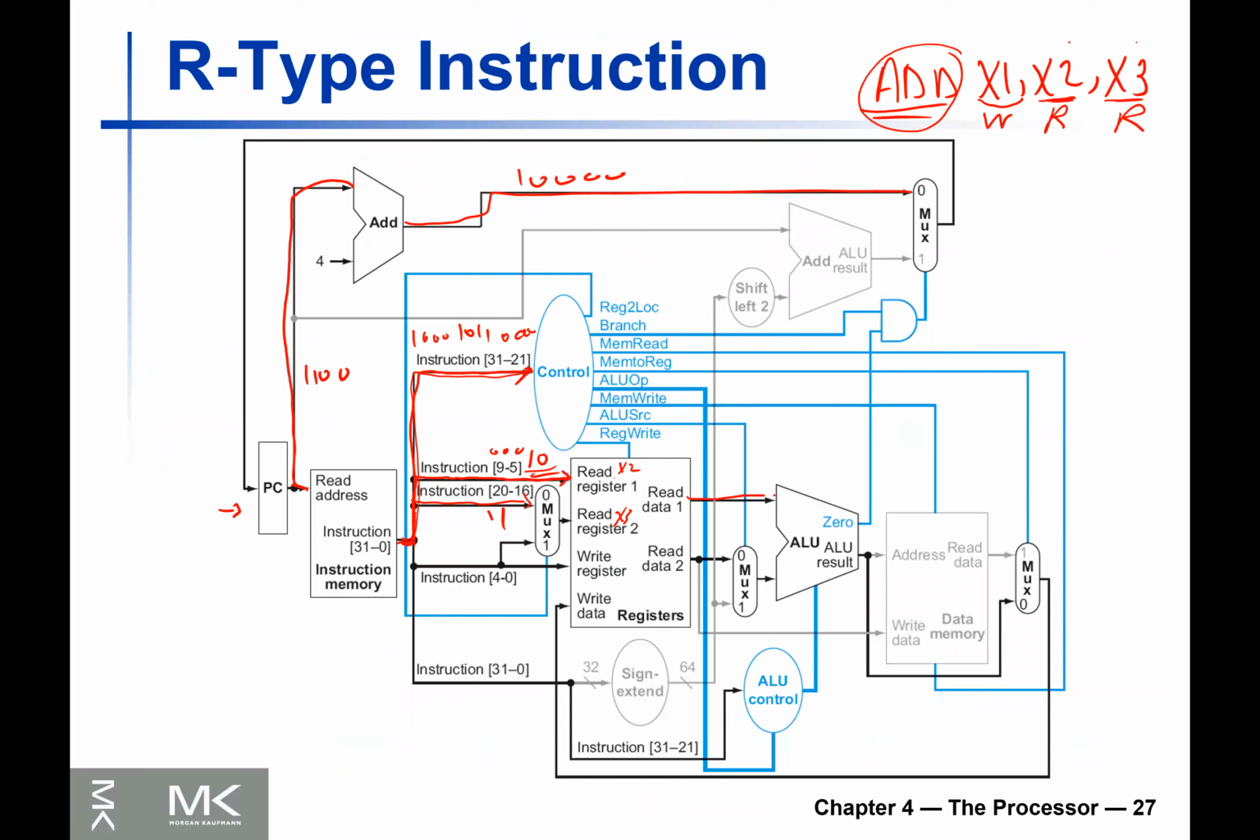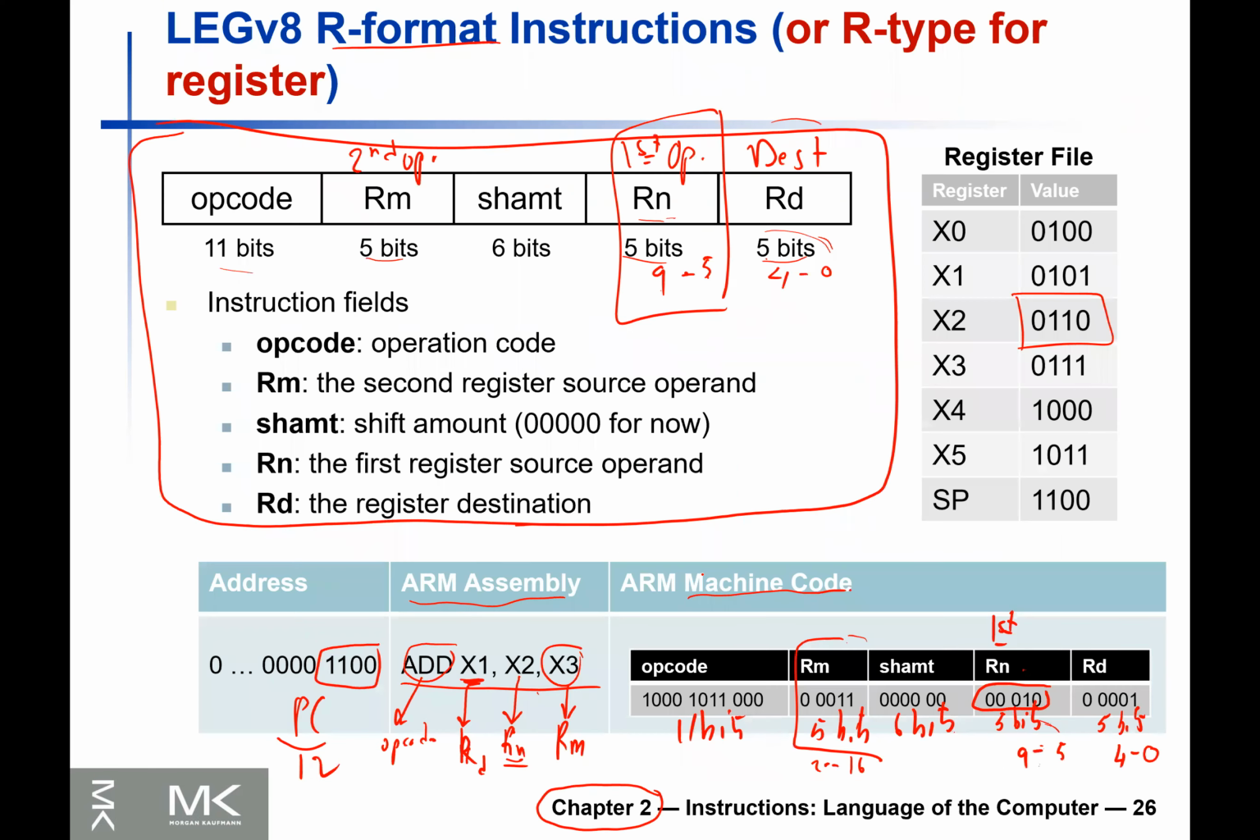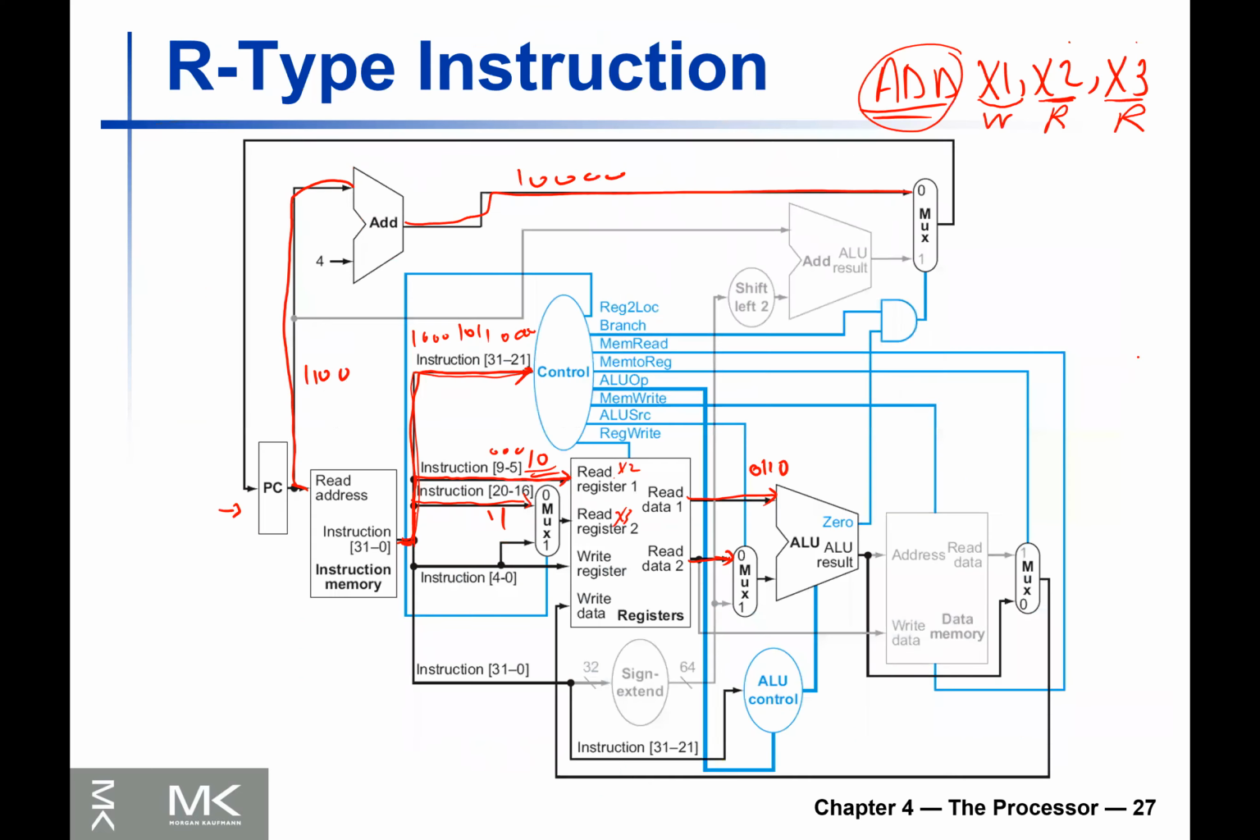So the value in here must be sent to the ALU, the arithmetic logic unit. And what is the value of the second register, X3? So actually we are doing the summation of X2 plus X3. 0 1 1 0 is equal to what in decimal? 4 plus 2 is 6. Is that right? And this one, 1 plus 2 plus 4 is 7. So the value sent is 1 1 1.